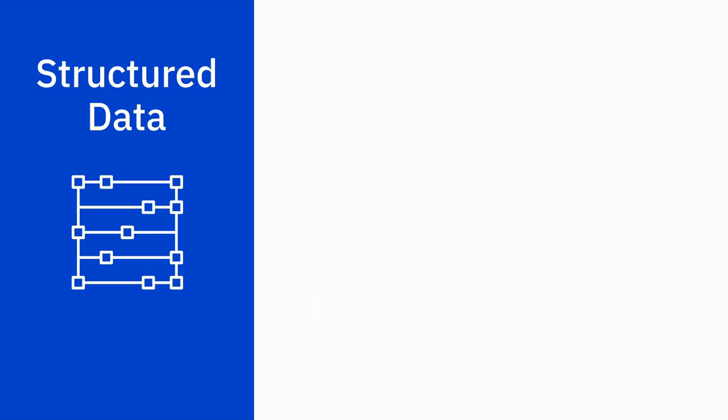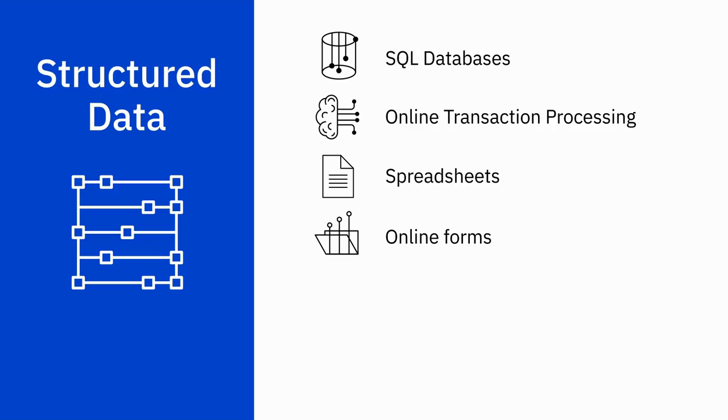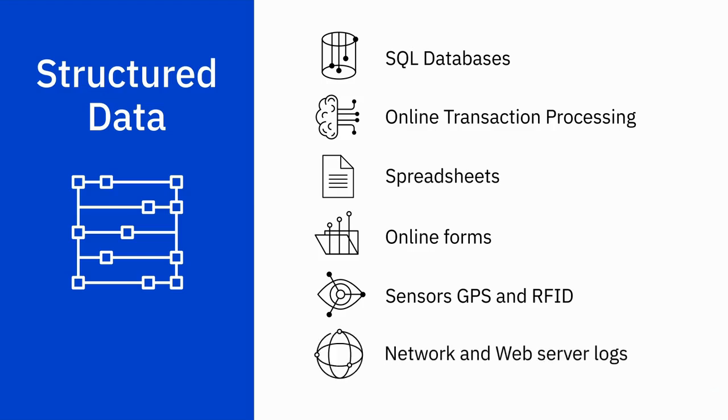Some of the sources of structured data could include SQL databases and online transaction processing, or OLTP, systems that focus on business transactions, spreadsheets such as Excel and Google Sheets, online forms, sensors such as global positioning systems, or GPS, and radio frequency identification, or RFID tags, and network and web server logs. You can also easily examine structured data with standard data analysis tools and methods.